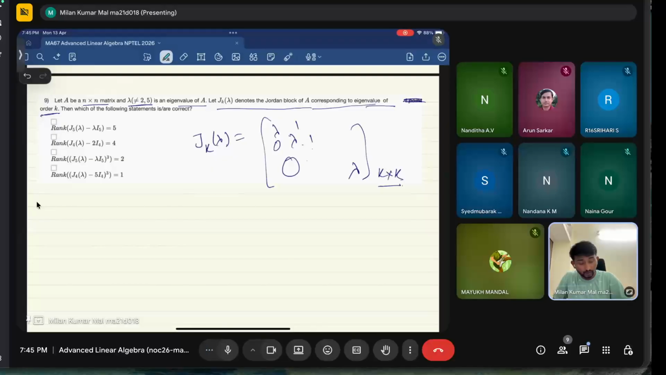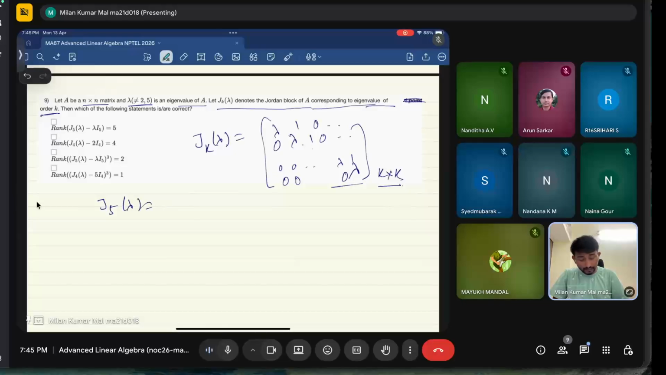This way, it is going to be like, the second row will be 0 0 0 lambda 1, and the last one will be 0 0 0 0 lambda. This is what Jk lambda is. Now let's write J5 lambda.